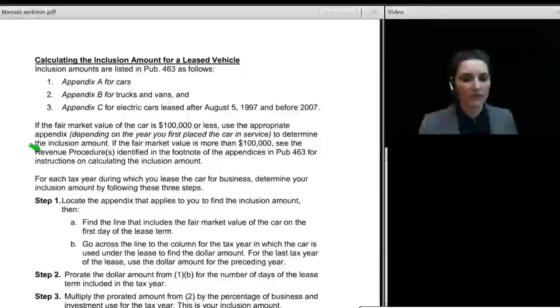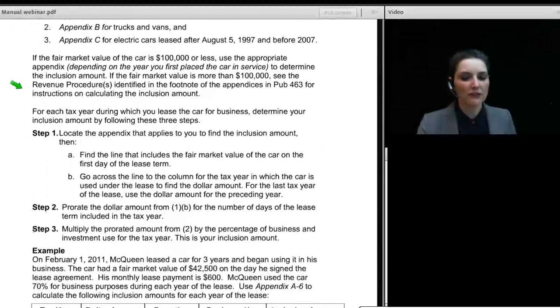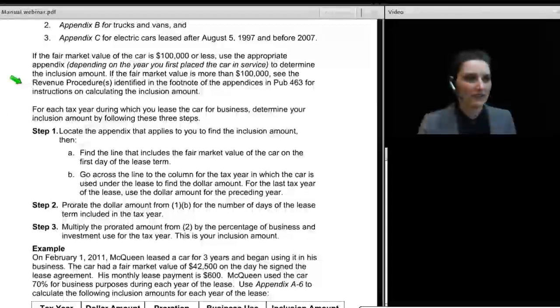Calculating the inclusion amount for a leased vehicle. Firstly, Publication 463 has 3 appendices in it. Appendix A is for cars, Appendix B is for trucks and vans, and Appendix C is for electric cars that were leased during this period of time, 1997 through 2007. Also, if the fair market value of the car is $100,000 or less, use the appropriate appendix to determine the inclusion amount, and if the fair market value is more than $100,000, see the revenue procedures described in the footnote of the appendices to figure out how to manually figure the computation.